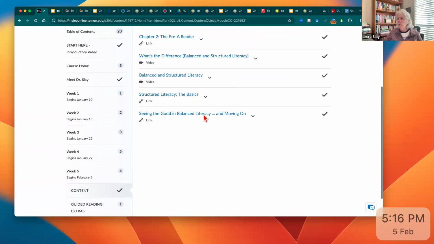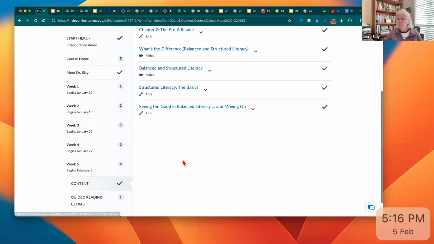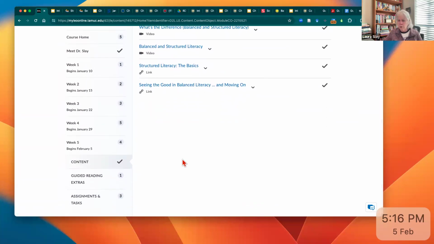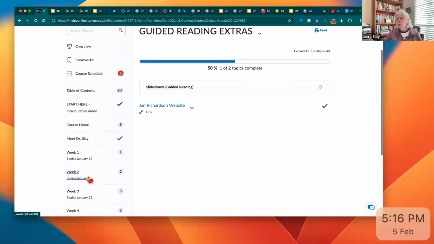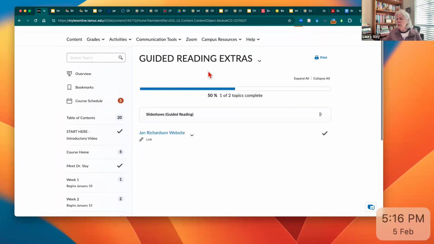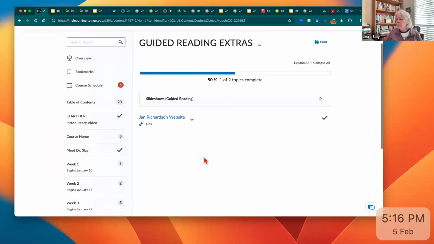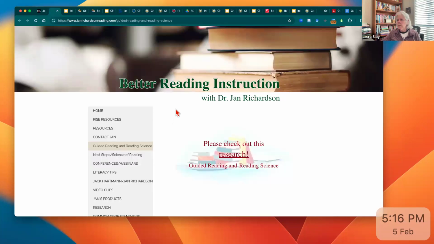So I hope you will find these enjoyable and useful to you as you go through their content for this week. You will also see that I have guided reading extras. There, I need to check because there should be 2 others that are specific chapters in the book that I left there for you to see in case you want to go back. I'm in the student view, so I must have not checked that they're available, but I do want you to see this Jan Richardson website.